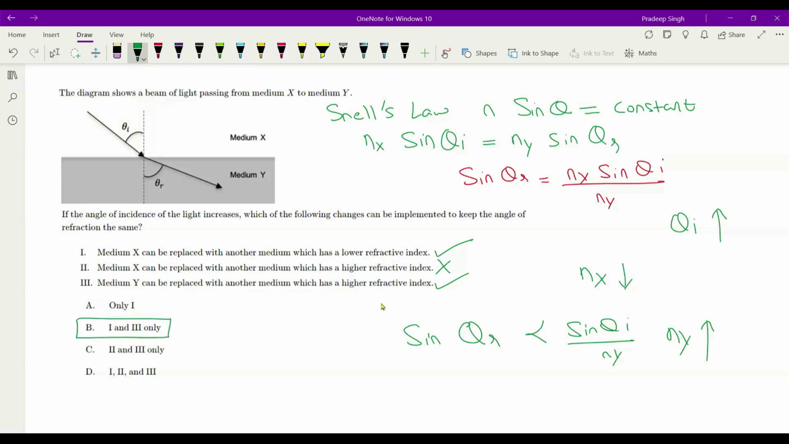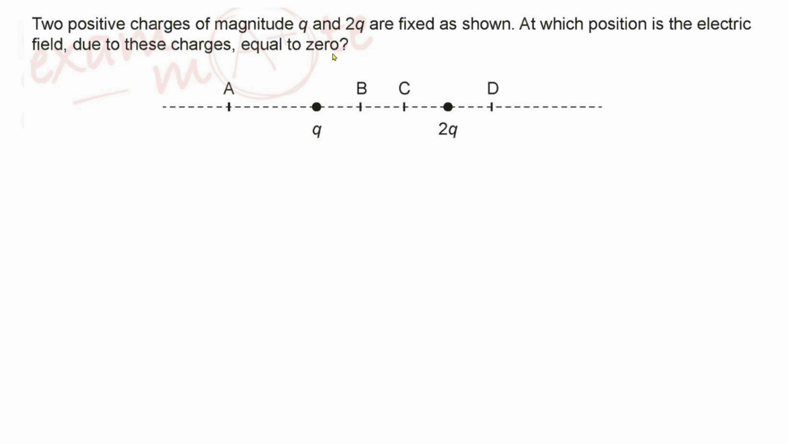In this question, two charges of Q and 2Q are fixed in the given positions, and both of these charges are positive. The question is: at which position out of A, B, C, and D is the electric field equal to 0? So we need to find out the net electric field due to Q and 2Q combined. So how do we approach this question?